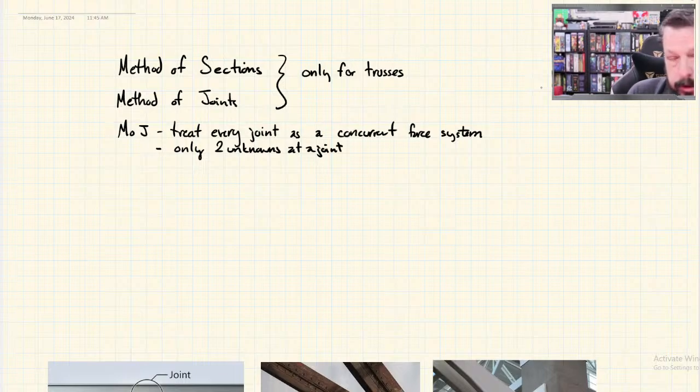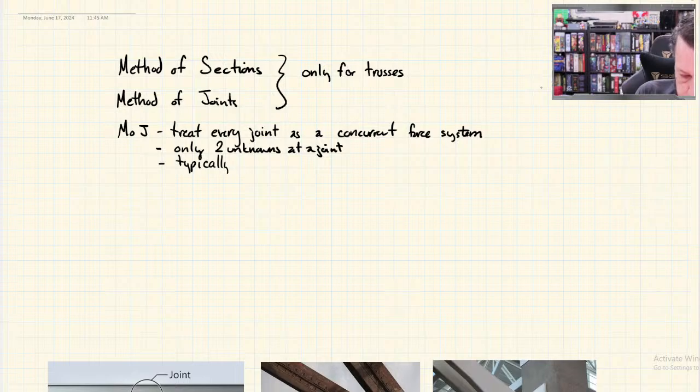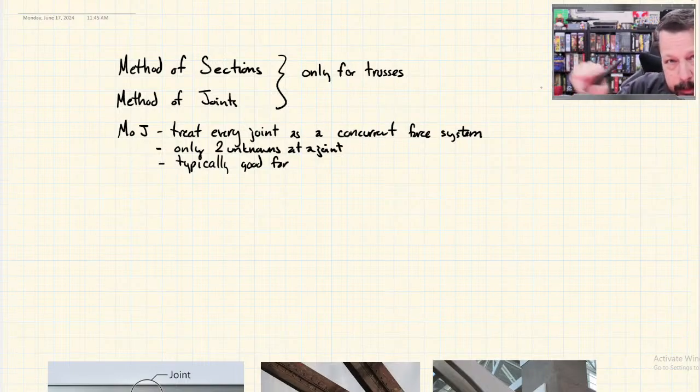If there were more than two unknowns at that joint, we couldn't solve there. We couldn't start there. We'd have to work somewhere else and work our way over to it. Method of joints is typically good for the perimeter of the truss. So not necessarily the inside part of the truss, but for a joint on the perimeter.